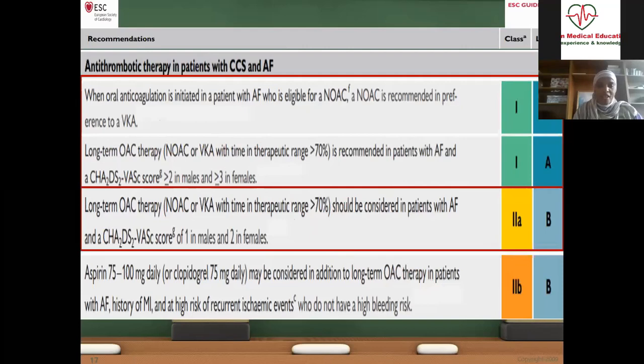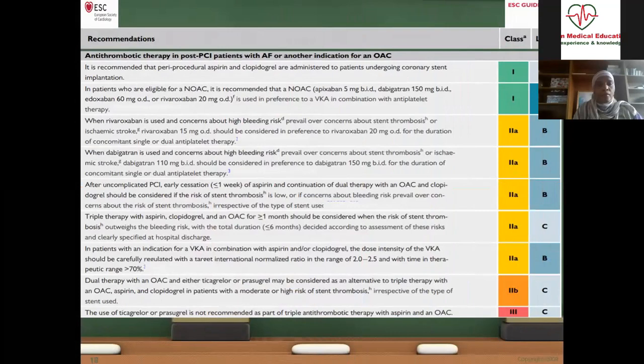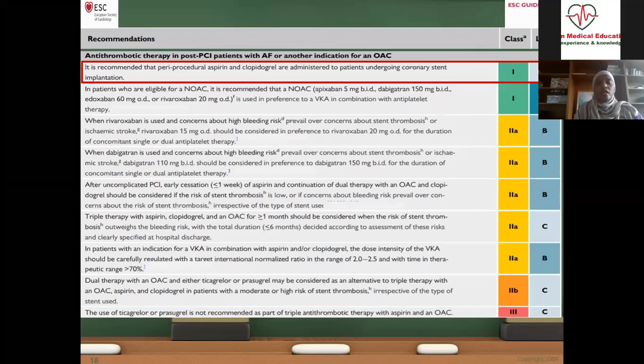Next. Now, this is a recommendation with regard to antithrombotic therapy in post-PCI patients with AF or another indication for oral anticoagulant. Next. Okay, so the class one indication is to add aspirin or clopidogrel pre-procedure. Those patients, if they're going for a procedure, should be given aspirin and clopidogrel, and of course with a loading dose if you are intending to stent those patients. Next.